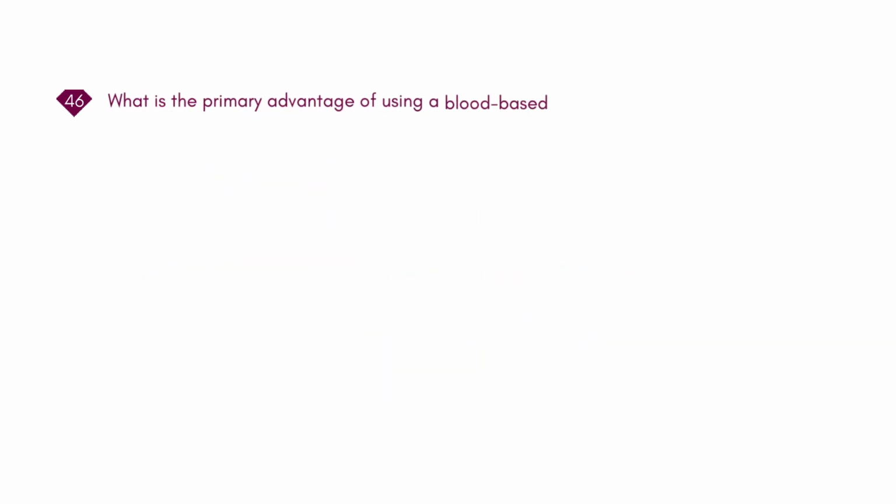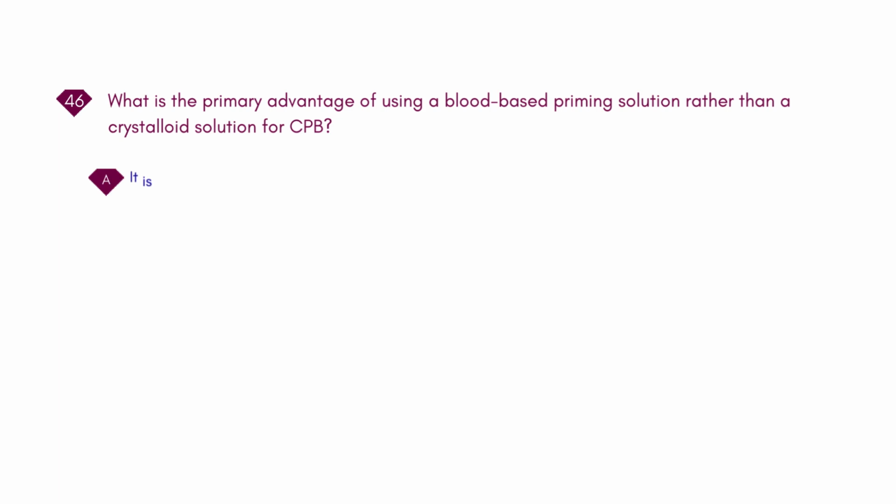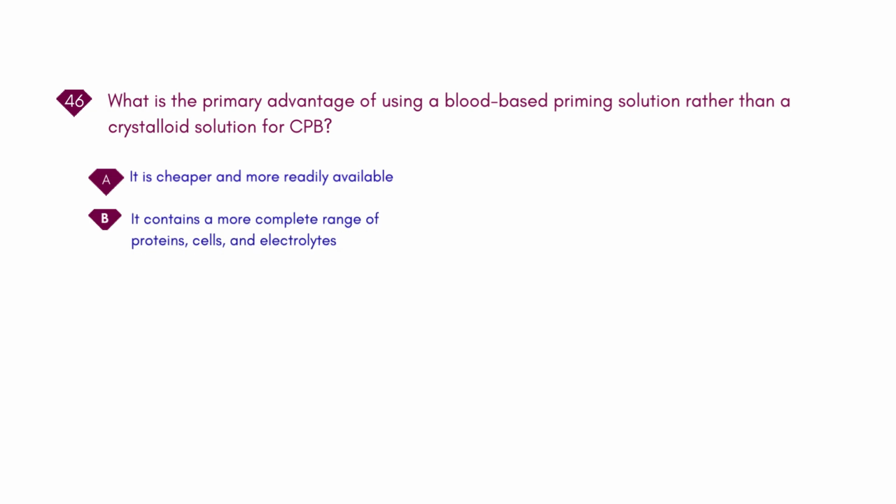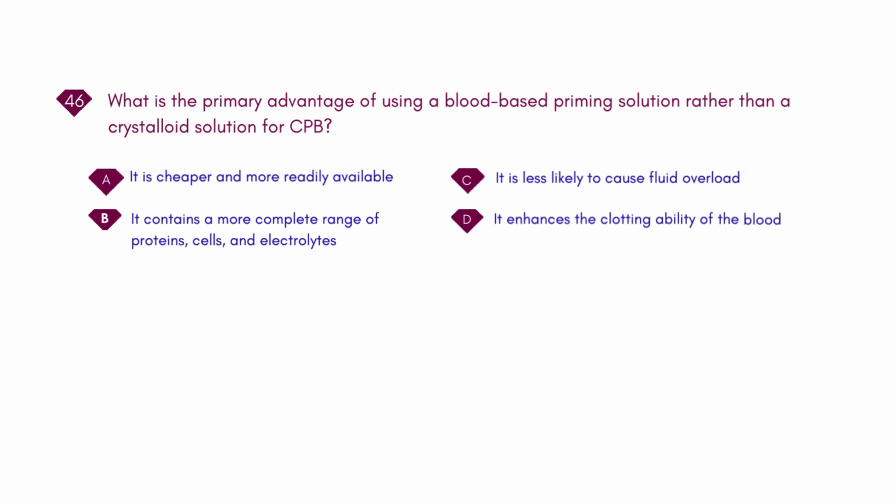What is the primary advantage of using a blood-based priming solution rather than a crystalloid solution for CPB? A. It is cheaper and more readily available. B. It contains a more complete range of proteins, cells, and electrolytes. C. It is less likely to cause fluid overload. D. It enhances the clotting ability of the blood. Answer: B. It contains a more complete range of proteins, cells, and electrolytes.